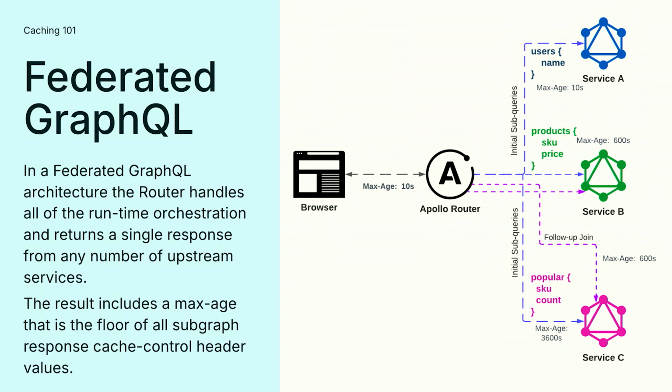Now, what the router is going to do is analyze all those different cache control headers that are being responded by the subgraphs, and it's going to calculate the floor, right? That's basically as long as it says that entire composite response can be cached by any downstream proxies or the end device. So in this case, our lowest max age is 10 seconds, so that's what the Apollo router would calculate as the overall max age for a particular response.